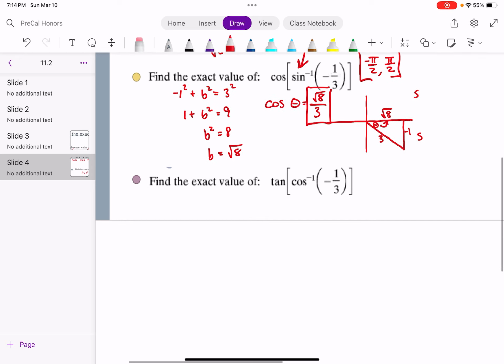Let's take a look at our next problem. Here we have the tangent of inverse cosine of -1 over 3. Now in this problem, once again, we know that we're not going to end up with a 1/3 or a 3 over 1 for a cosine or an inverse cosine, which means we have to go ahead and find our location within our unit circle using our graph.